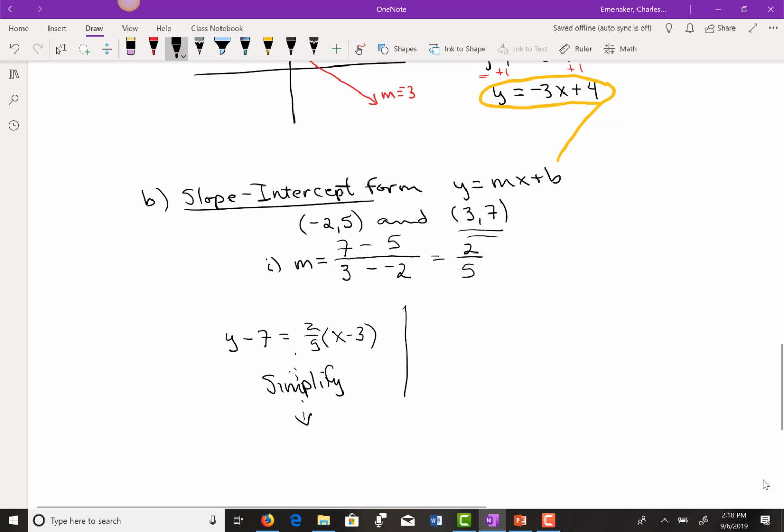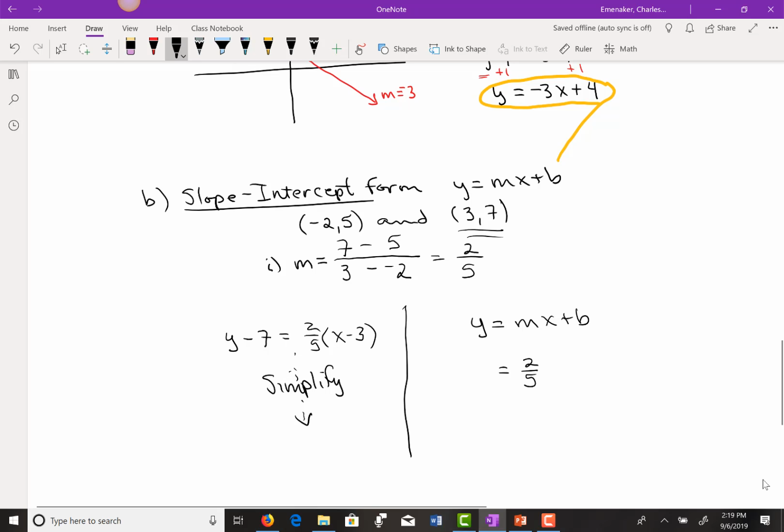Does that make sense to everybody? That's one way to do it. However, there's another way to do this. We could write down the equation we want: y equals mx plus b. Do we know what m equals? Yeah, it's 2/5.